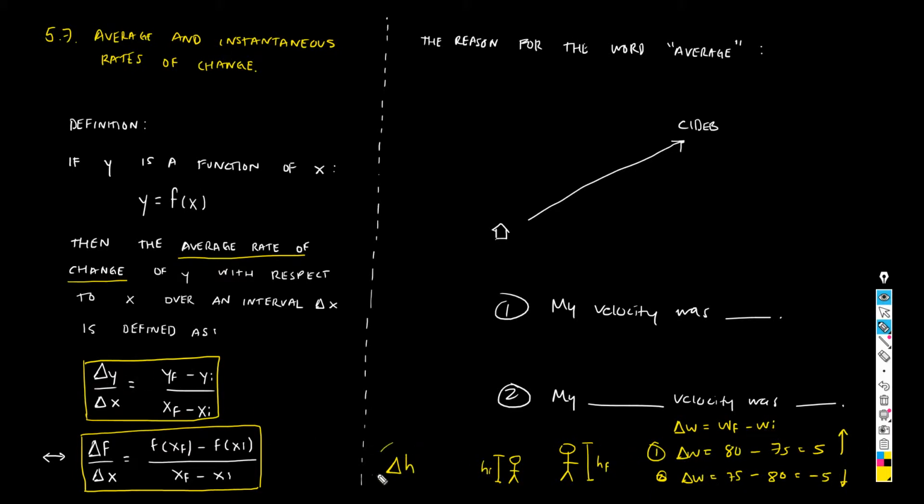That's what this symbol means, and it's written here: delta y is yf minus yi, over xf minus xi, where f and i mean final and initial. So that's the formal definition of an average rate of change.